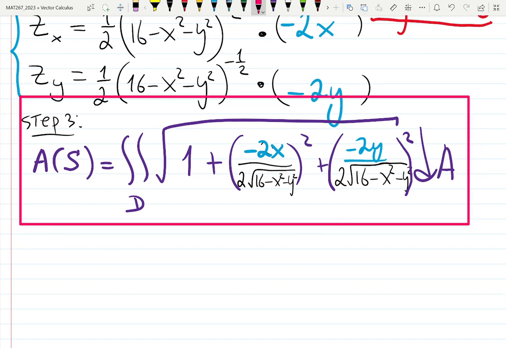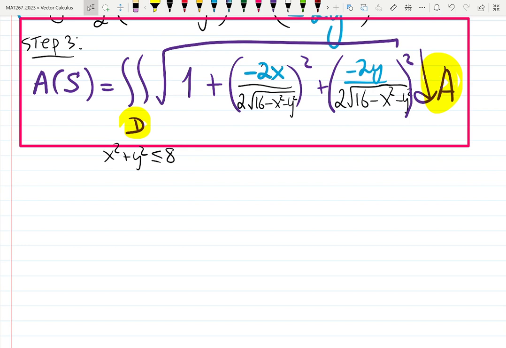And actually solve it. So one important thing that is missing is this D and dA. We know that this D is x squared plus y squared less or equal than 8. That's what D is. So now we have a choice of what coordinate system to use to actually write down the double integral part.